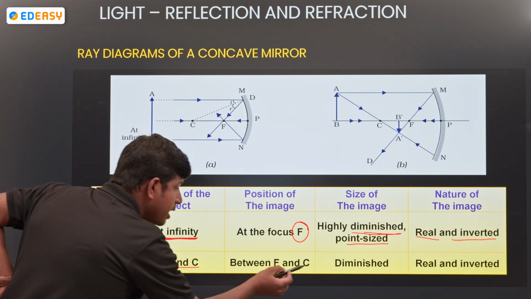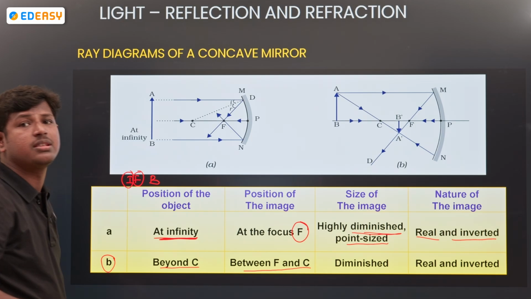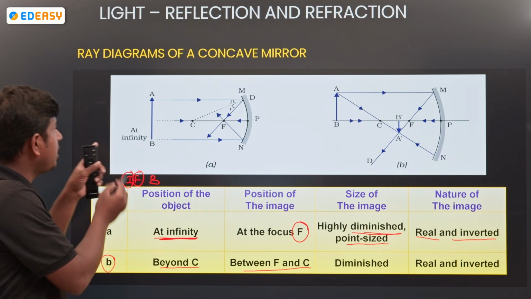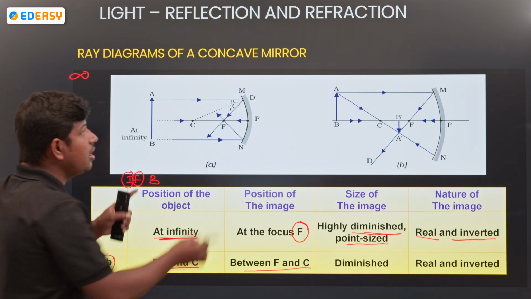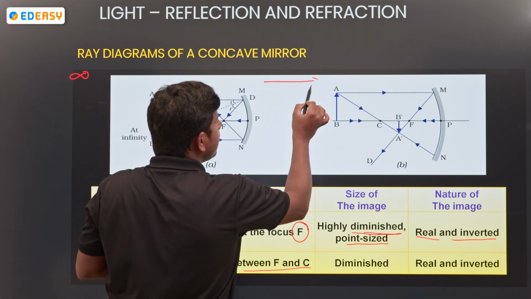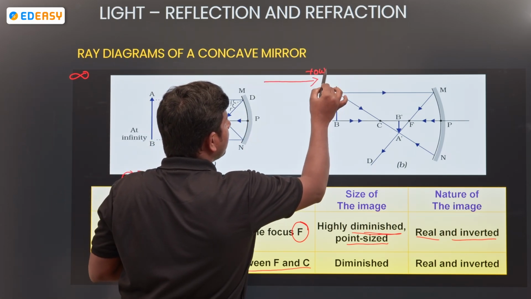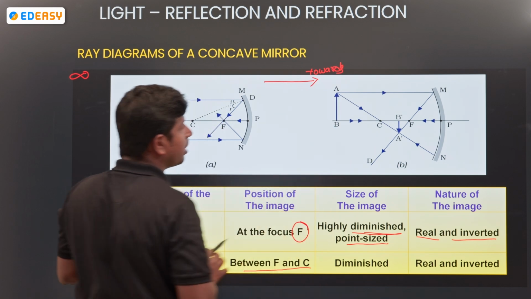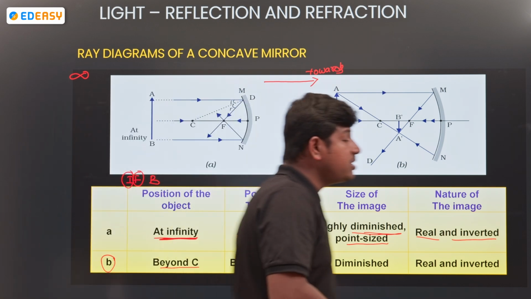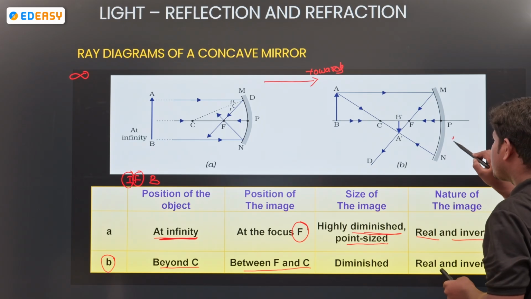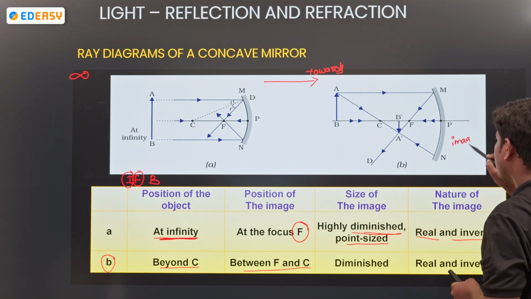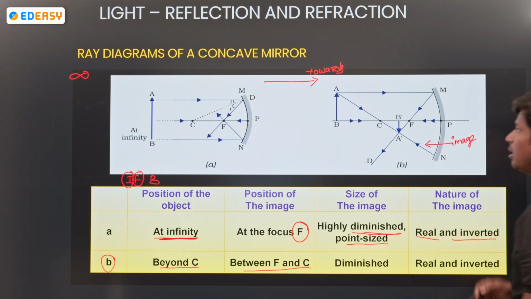Where does the image take place? Between F and C. The object is at C, initially at infinity. Then after that, the object moves towards the mirror. And what about the image? If the object is coming in this direction, the image is trying to go in the opposite direction.